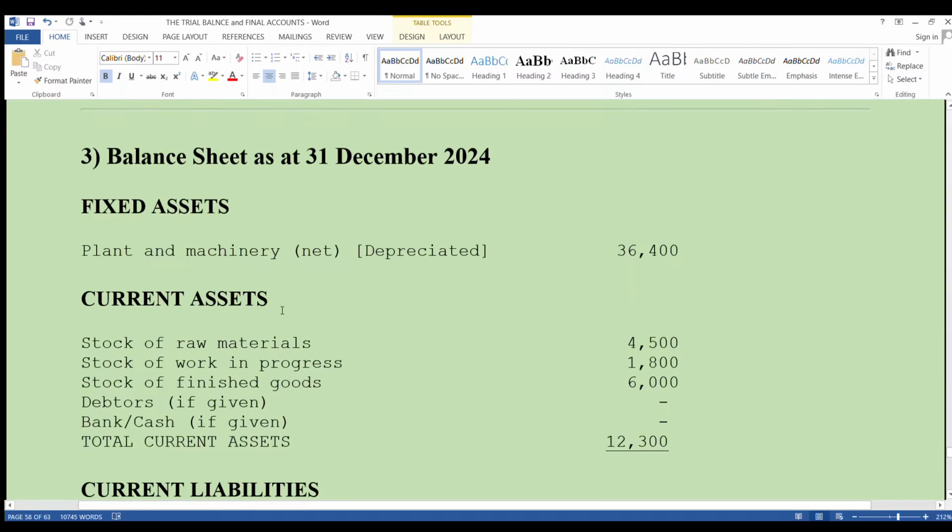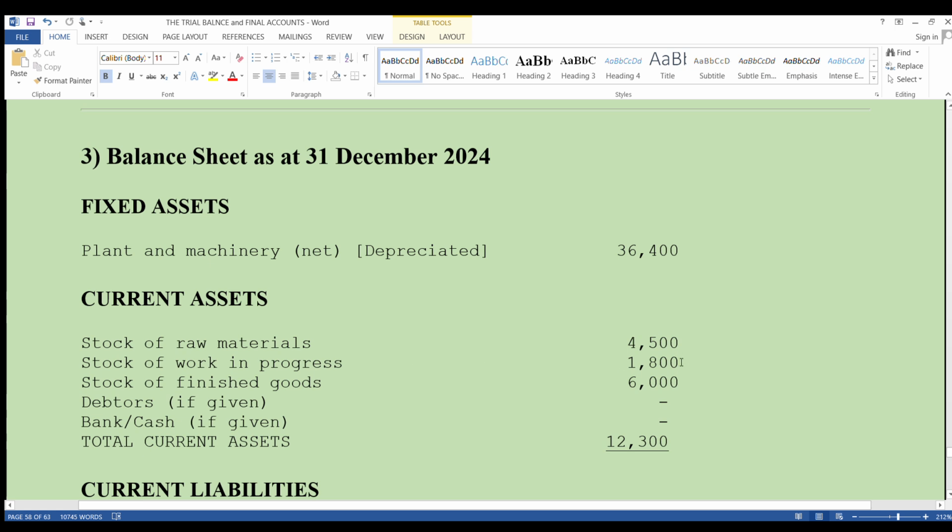Then another interesting part is the current asset, okay. So the current assets, you have to start with stocks of raw materials, also stock of work in progress, okay, and stock of finished goods, okay. So these are the raw materials that the company still has, the work in progress that the company still has, and the finished goods that the company still has, okay. Remember, the closing stock of finished goods is 6,000, so that's the one you're supposed to put. Closing stock of work in progress, that's the one you're supposed to put, okay. And also closing stock of raw materials, those are the ones to put.